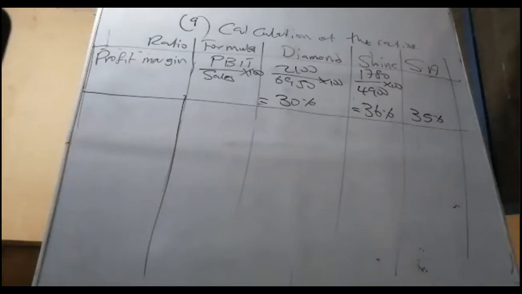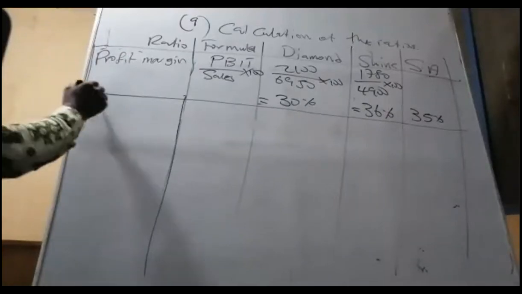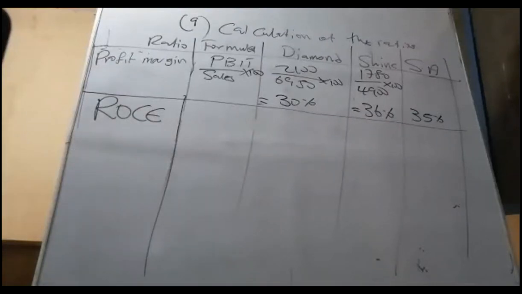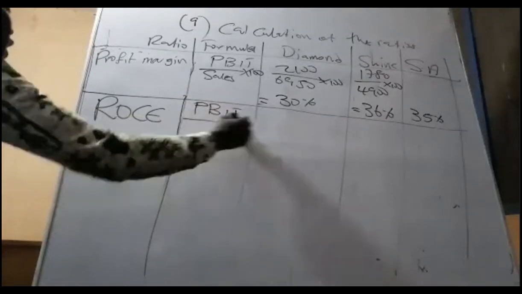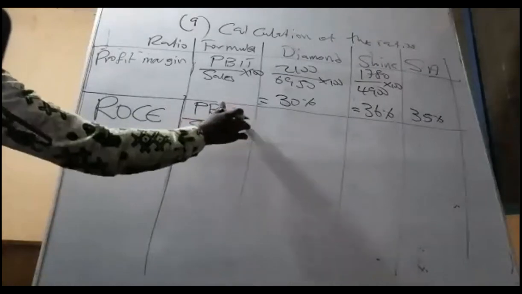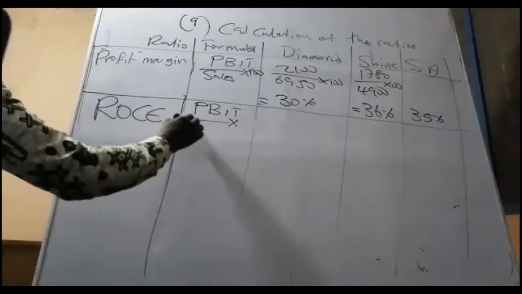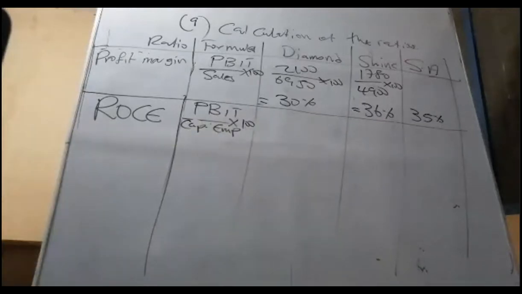And next on the list, we have to be fast. The next on the list is ROCE. But they've shortcut it too, so I do the same thing. ROCE is profit before interest and tax divided by your sales revenue. No, capital employed, sorry. Your capital that you've employed times 100. That's all. Profit before interest and tax over capital employed times 100.